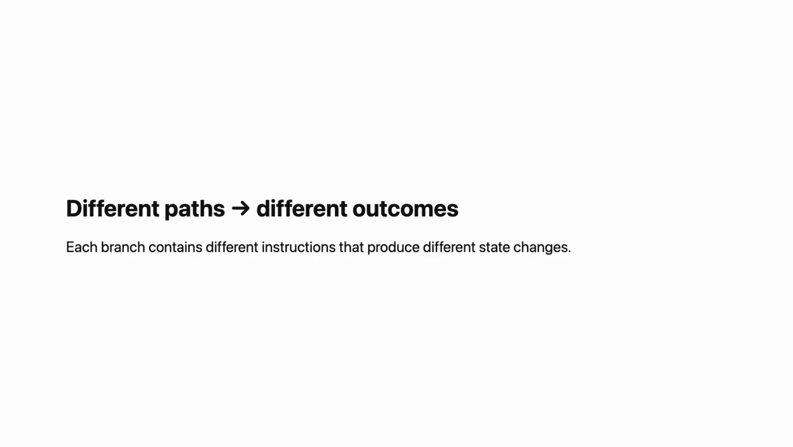Let us trace a branching program. We have a variable x. We want to compute the absolute value. The condition is x less than 0. If true, set x to -x. This flips the sign, making it positive. If false, do nothing. x is already non-negative.